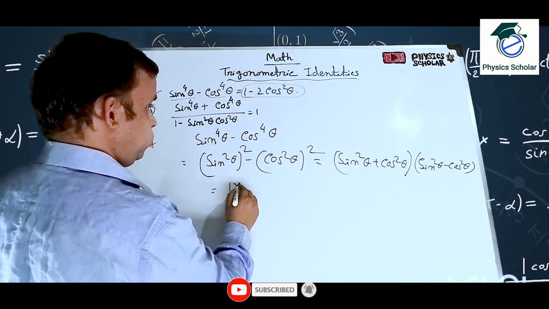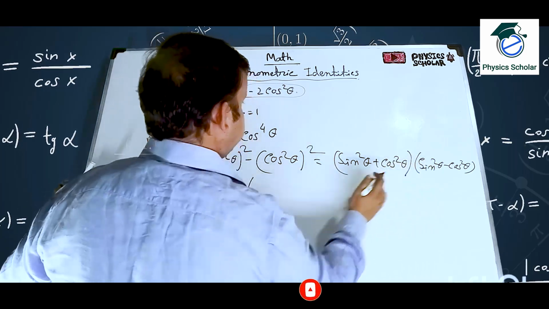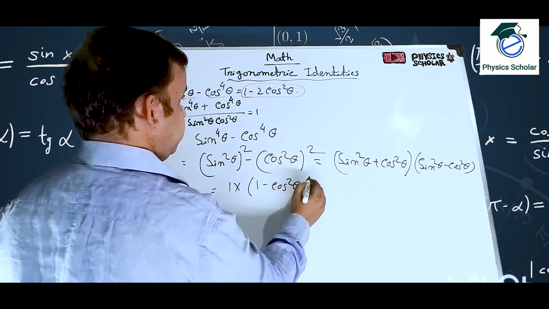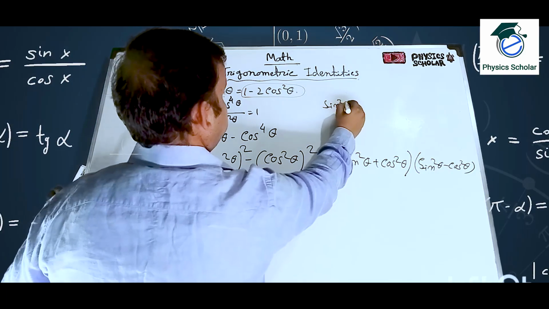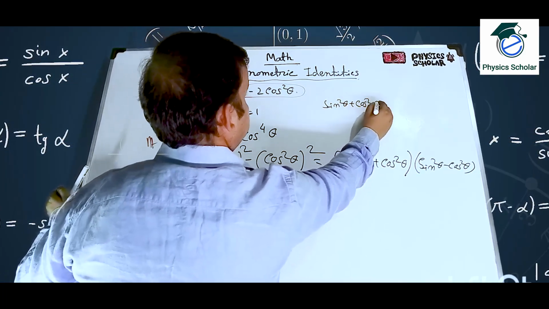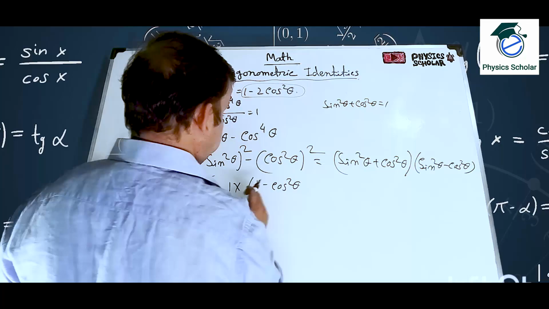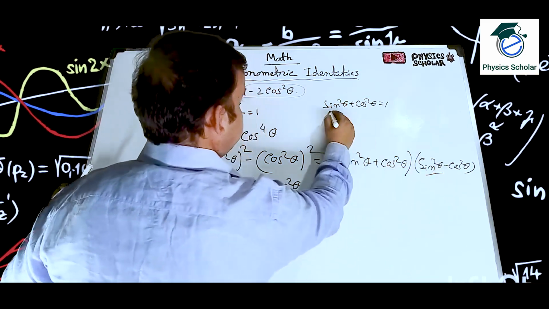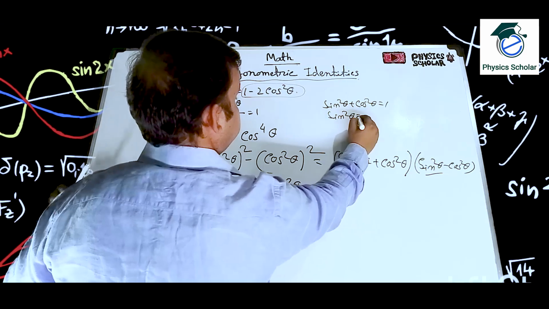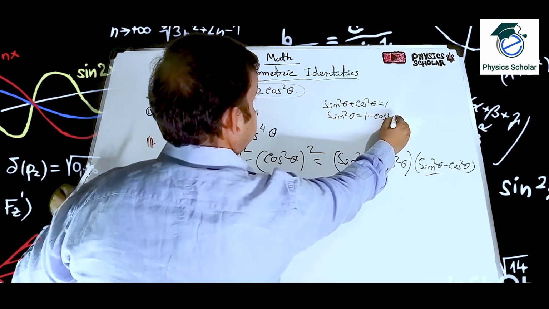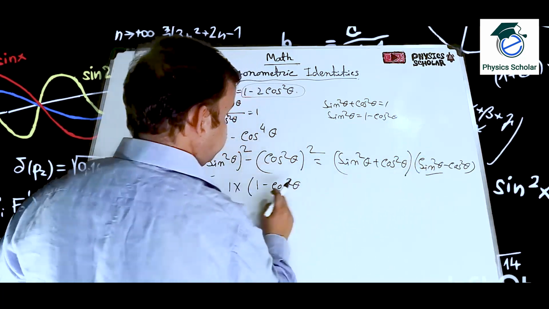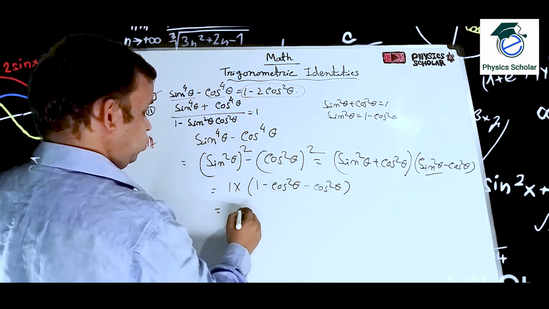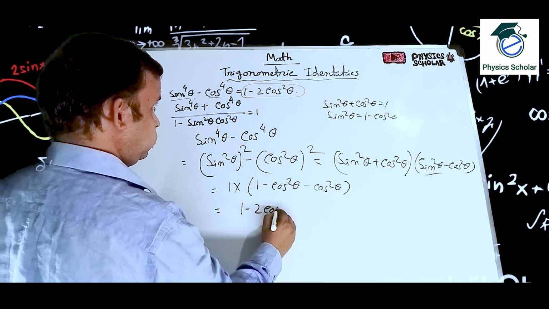So here sin square theta plus cos square theta means what? 1. So 1 into sin square theta minus cos square theta. What is sin square theta? Sin square theta means 1 minus cos square theta. Clear? Why? Because we know sin square theta plus cos square theta is equal to 1, so this value is 1, which I have written over here. And from this formula, sin square theta is equal to 1 minus cos square theta. So instead of sin square theta, I am writing 1 minus cos square theta, then minus cos square theta. Clear? So 1 minus 2 cos square theta.